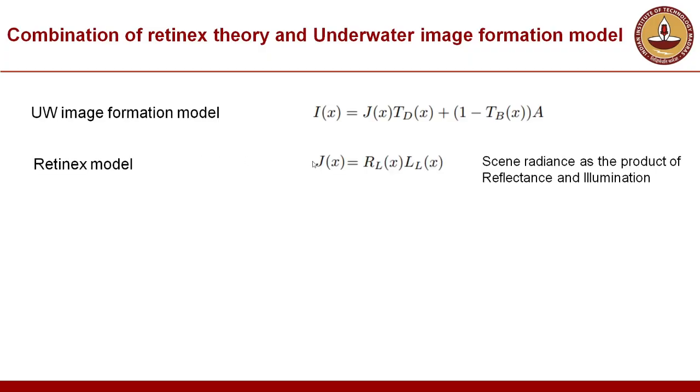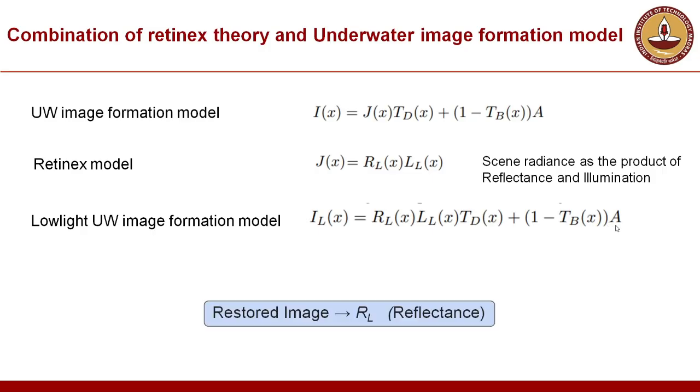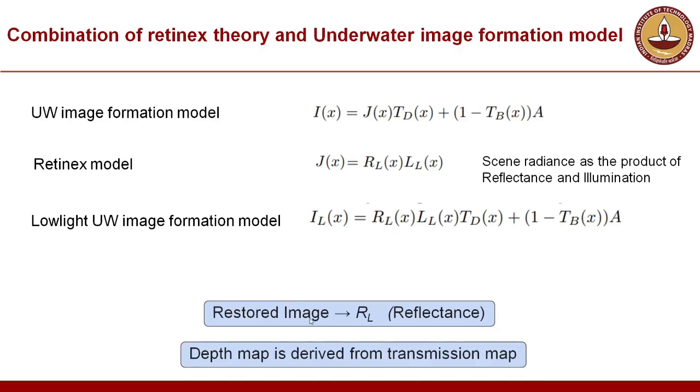Retinex model tells that scene radiance can be considered as the product of reflectance and illumination. Reflectance is the property of the object, so that will be invariant to the illumination. So this scene radiance can be written as the product of R_L and L_L. So the low light underwater image formation model can be written like I(x) = R_L L_L T_D + (1 - T_B) A. Here we consider the reflectance as the restored image, and the transmission map and depth are directly related using an empirical formula. So the depth map is derived from the transmission map analytically.